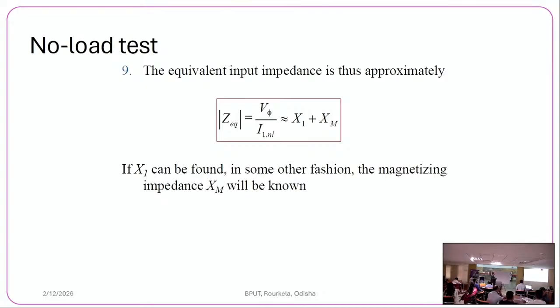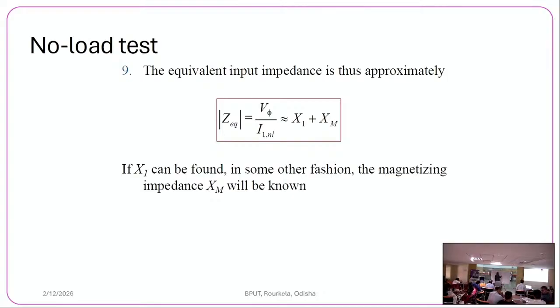No load impedance is whatever voltage you have applied divided by the no load current. Because the resistance is negligible, it is written as X1 plus Xm. Or otherwise, I will draw the equivalent circuit here. You have a stator resistance, a stator leakage reactance, and the magnetizing reactance. So this is the equivalent circuit at no load.